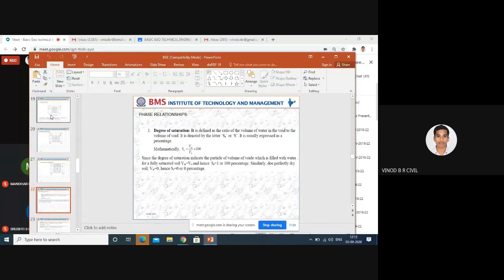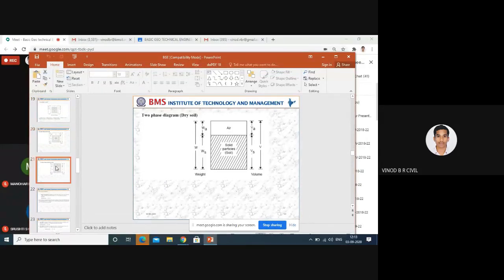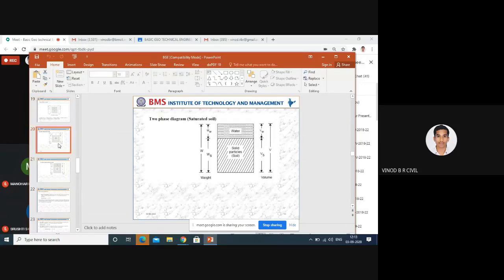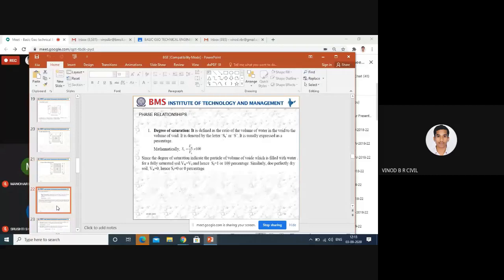And here, based on the three-phase diagram, the two-phase diagram for dry soil, and the saturated soil, with the help of these three combinations, we can find the mathematical expressions. First one is the degree of saturation. Degree of saturation is nothing but how much the soil is saturated. How can we calculate it? The best examples of saturated soil are lake soil and garden soil. In garden soil we can feel there is some moisture content, but we don't know what the percentage is.